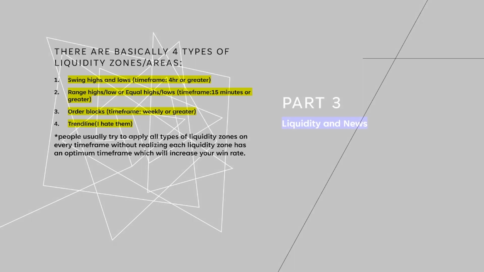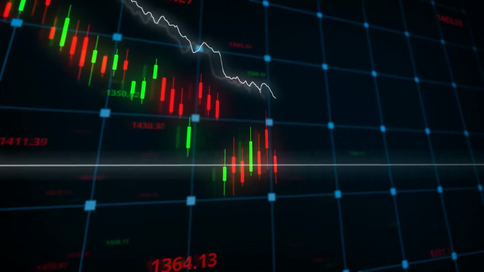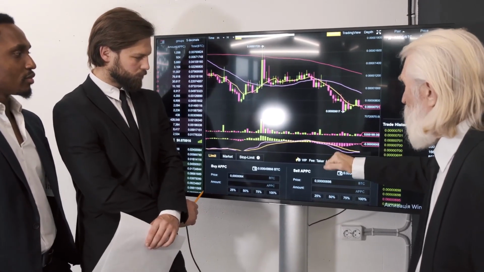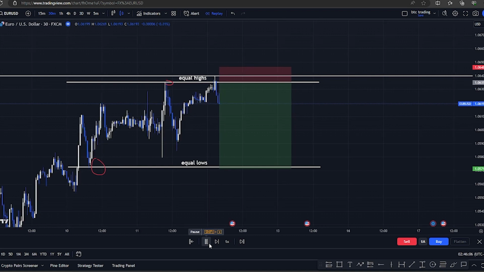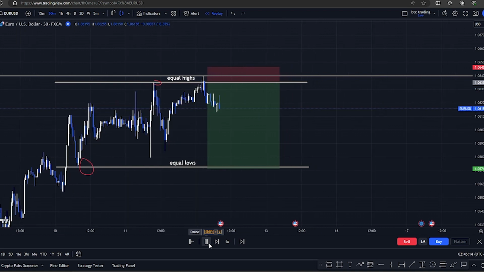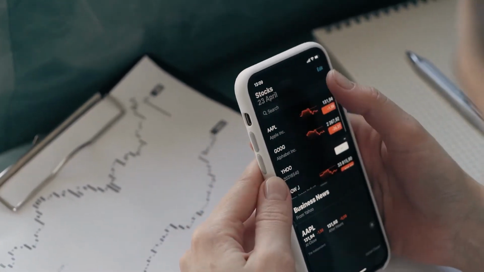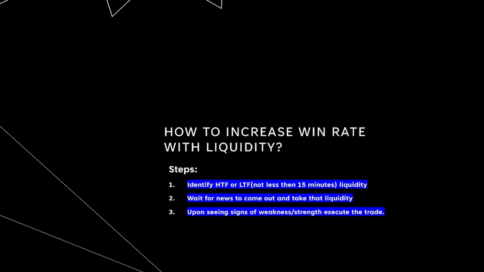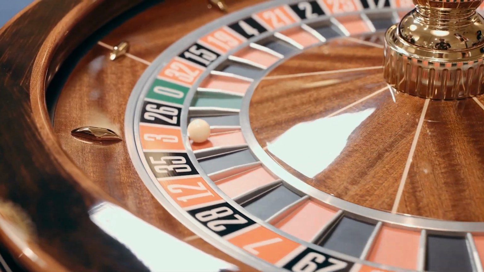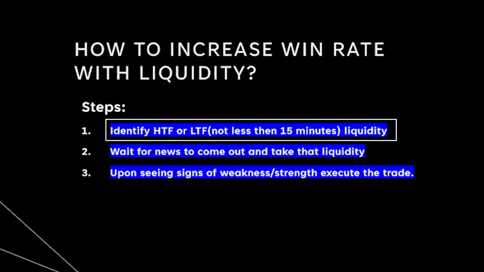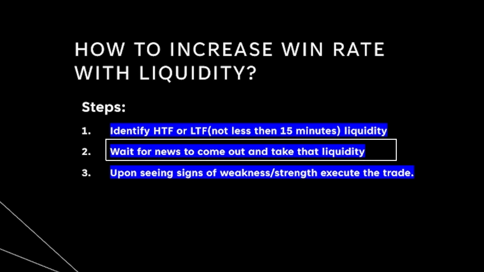So our third topic is liquidity and news. Usually when you are trading lower time frame liquidity ranges, or price is near higher time frame swing highs or swing lows, and there is news in the week, wait for the news to happen as it will provide you the optimum liquidity purge to take your trade. I have seen many traders gamble on the news and lose money, so I have identified a 3-step process for you as to how you should trade liquidity on news.